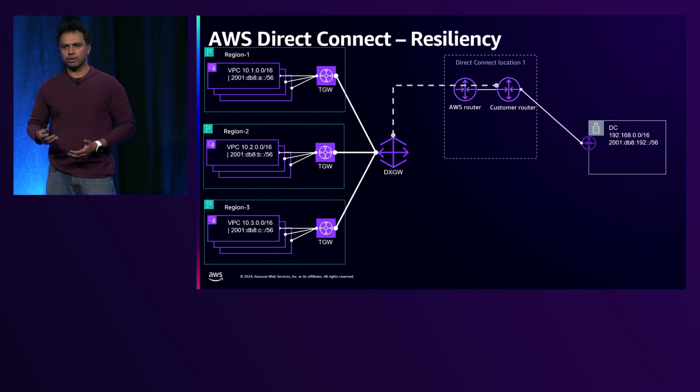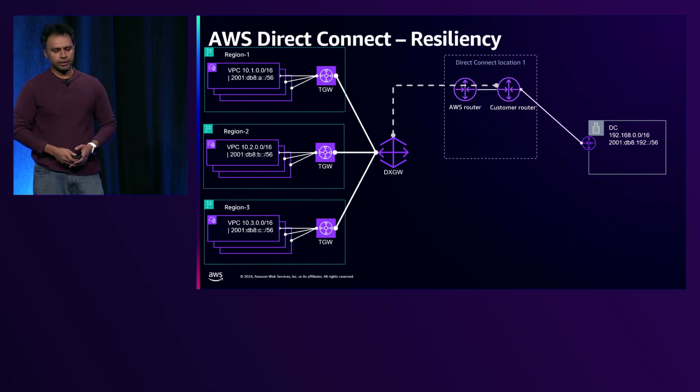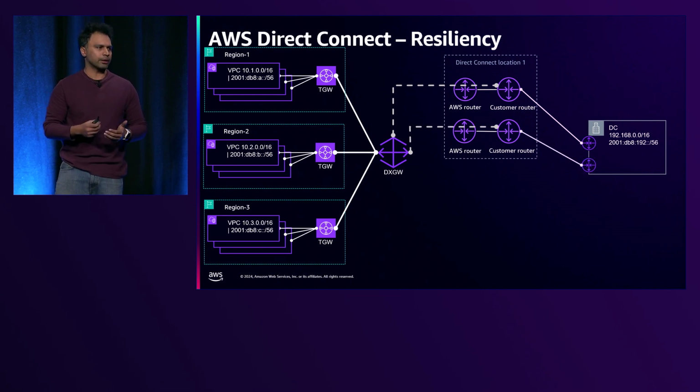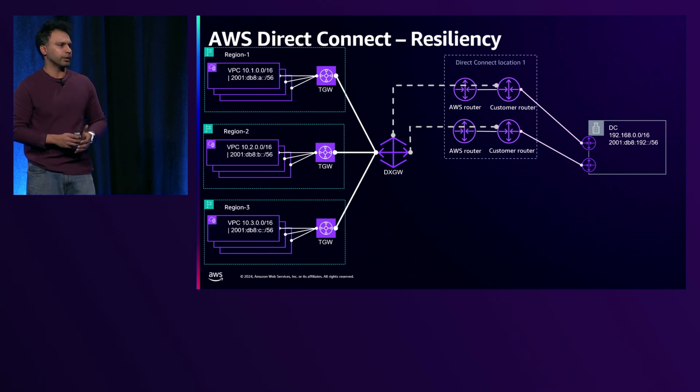So to protect against that, you can replicate this within the same Direct Connect location, procure another circuit, create a transit VIF, and then it's best practice to terminate the last mile connectivity on a different customer router.